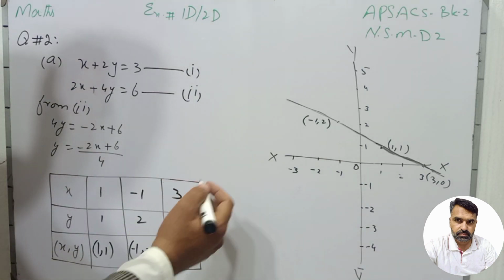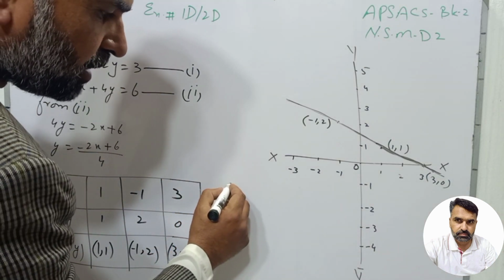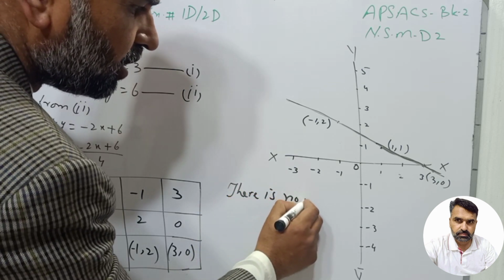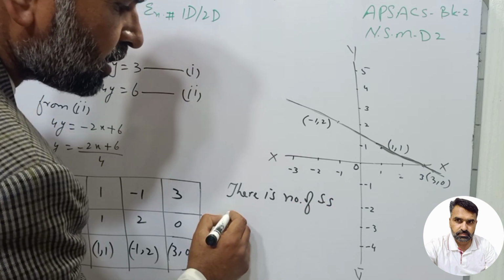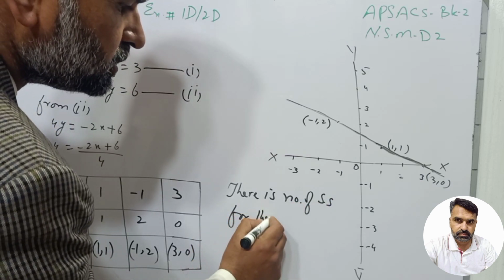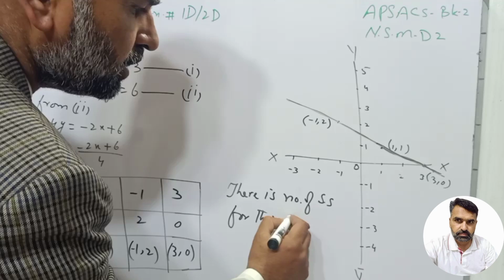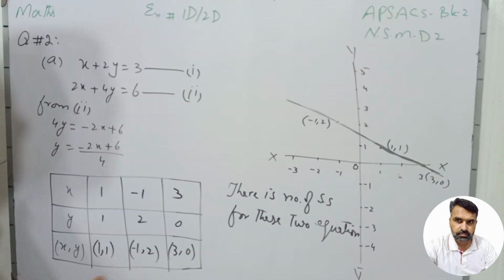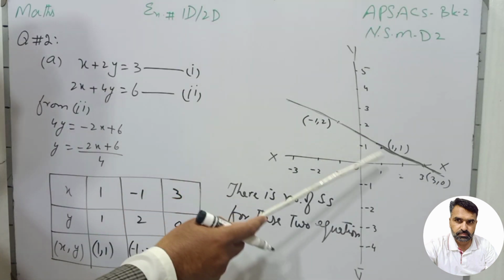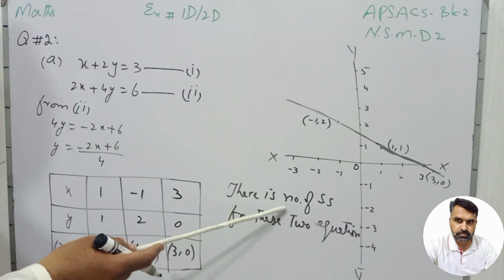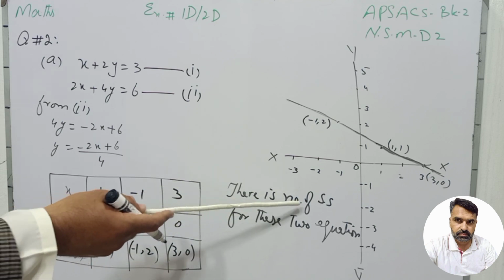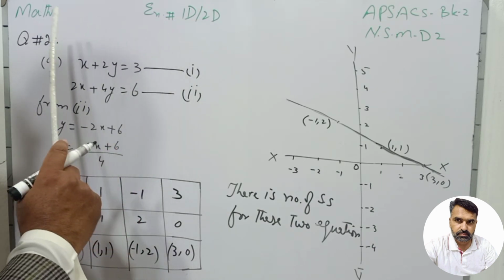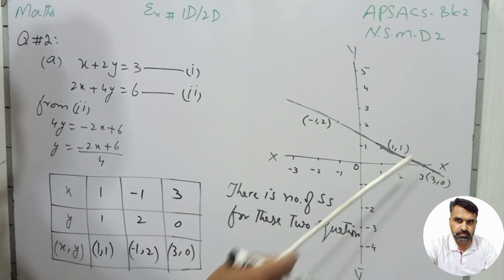So students, we will write the statement: there is a number of solution sets for these two equations. So students, we can say that there is an infinite number of solution sets. Infinite is the most appropriate word because there are millions of solutions for these two lines.